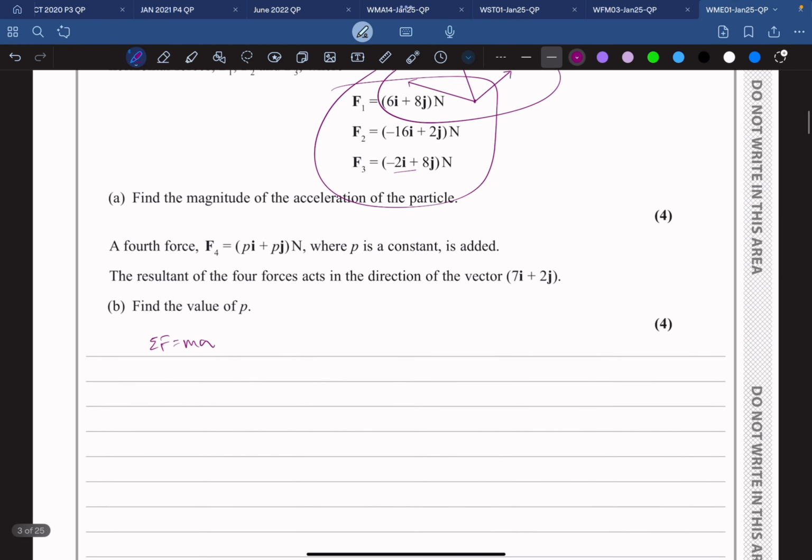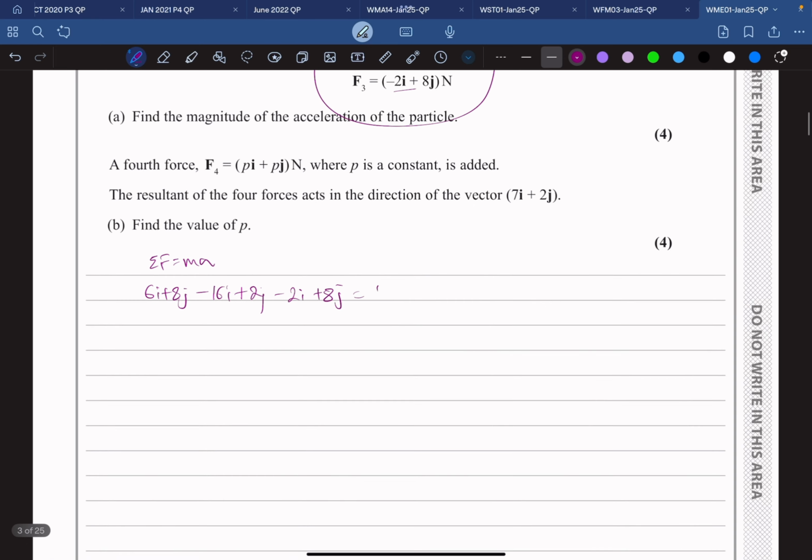Okay, so yeah, let's do that then. 6i plus 8j plus minus 16i plus 12j. We just add them all up. No subtraction or anything, just add them up. So minus 2i plus 8j, that will give us mass times acceleration, which is 2.5 times a.